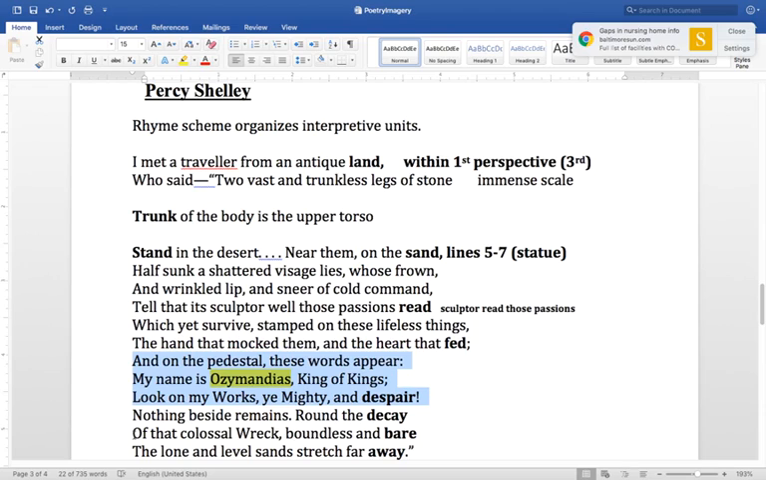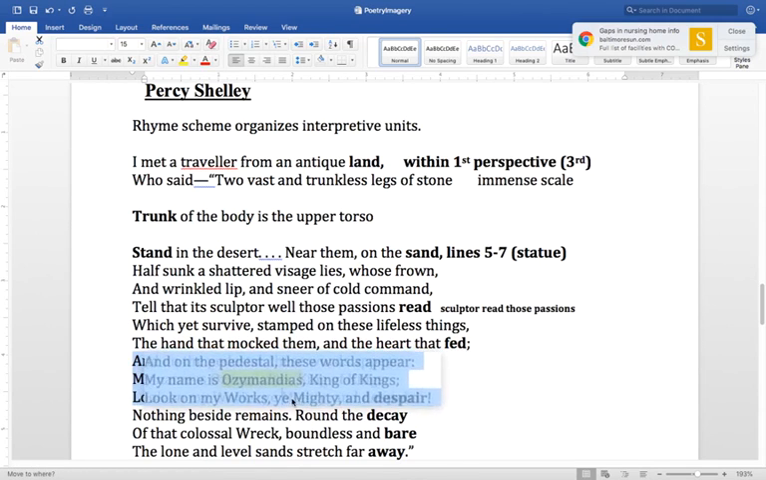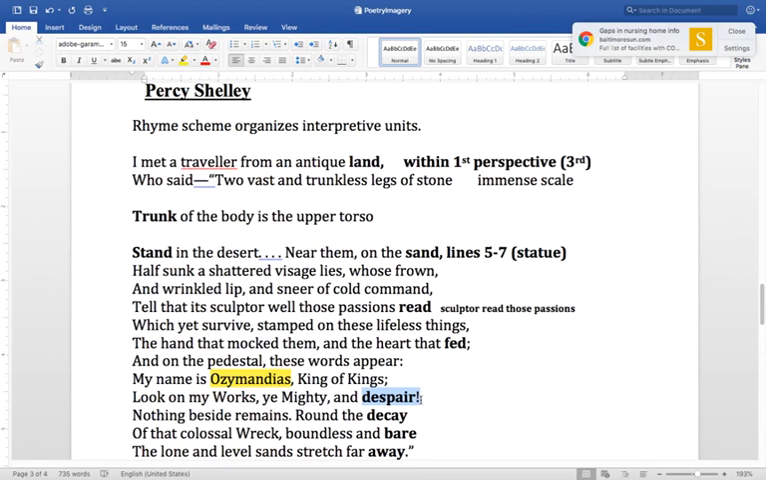And obviously, we have another perspective here, don't we, right? We already had the eye perspective, we had the traveler's perspective, and now we have Ozymandias' perspective. And it almost seems as if Ozymandias is speaking in these lines, right? These words appear, my name is Ozymandias, King of Kings, and so now we know who the statue is of. It is of this great king who wants the people who are going to look on the statue to consider how mighty he is and to despair of his power.